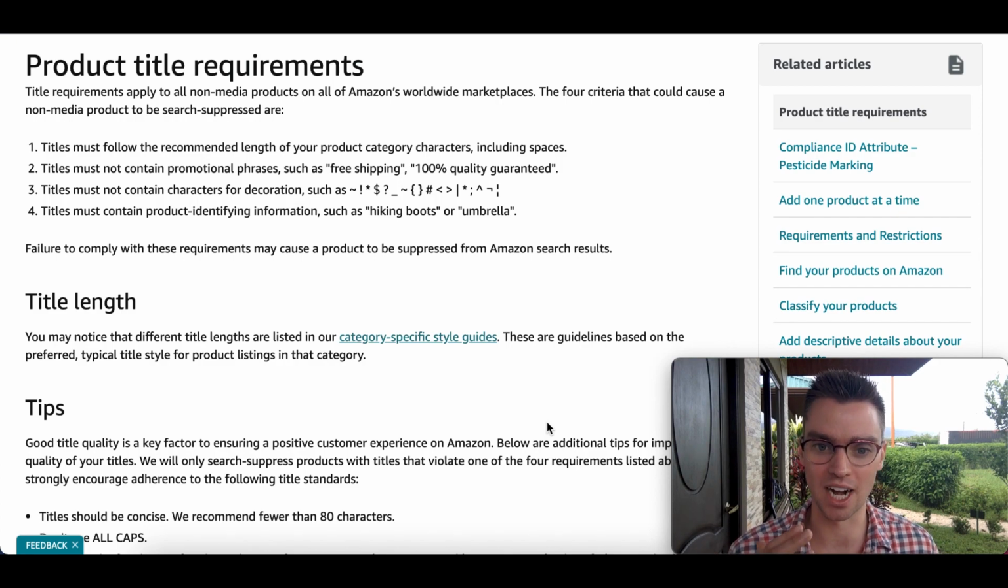However, Amazon has a lot of rules that a lot of people aren't aware of because they're not very good, in my opinion, of really relaying this information to sellers. So what I've done right here is I'm here at the source. This is Amazon's official product title requirements.